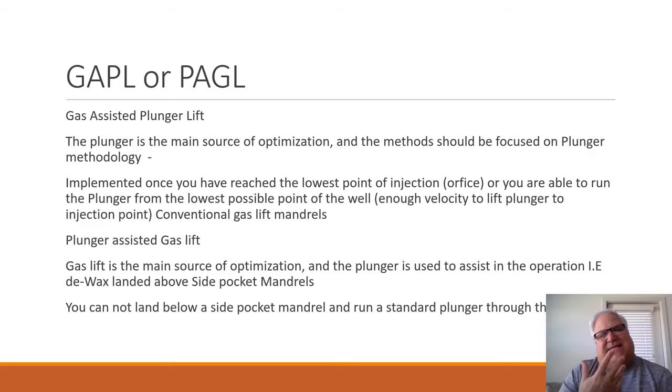And the last thing I'll say, GAP or PAGL. So gas assisted plunger lift, all the rules that you use for plunger lift still apply whether it's GAP or PAGL. The difference between GAP and PAGL is gas assisted plunger lift, you operate it like a plunger lift. The gas is there to assist the plunger lift. So the mindset is like off times and all that stuff that you would normally run a plunger lift. That's kind of the main driver for your optimization.